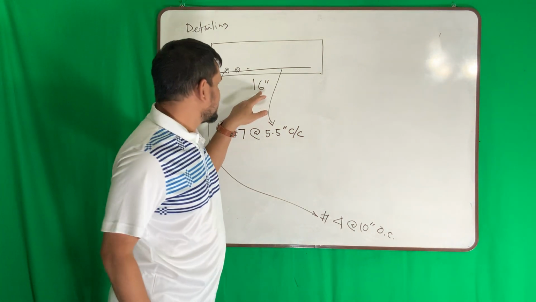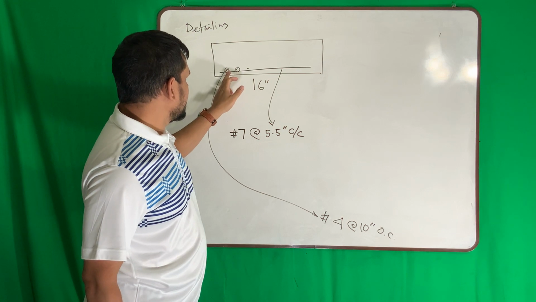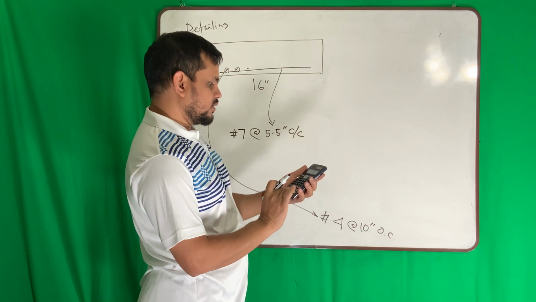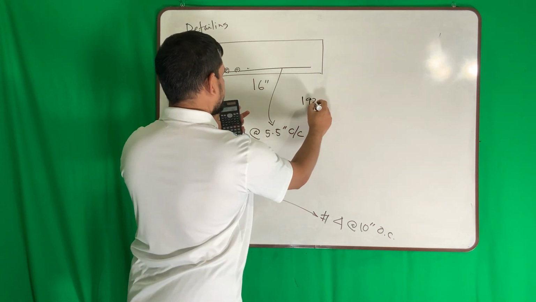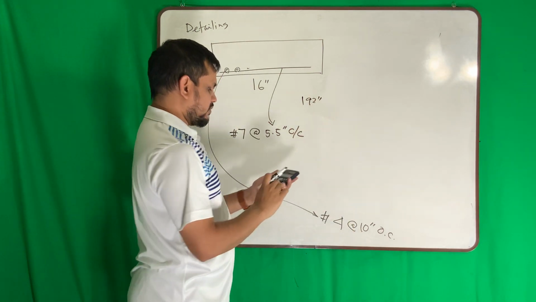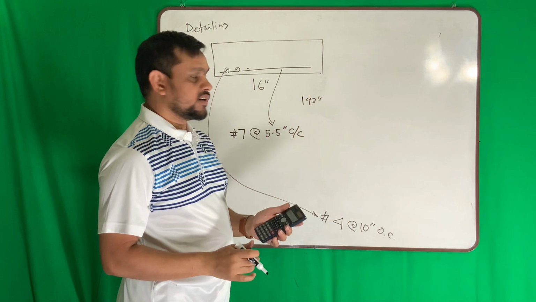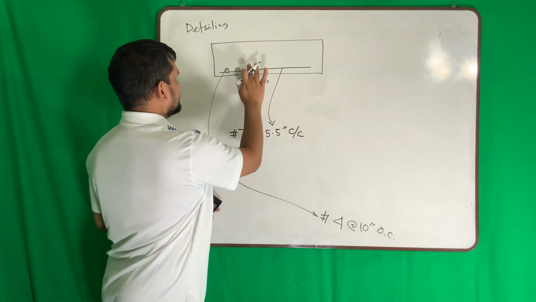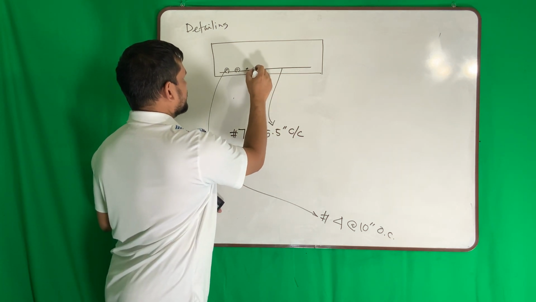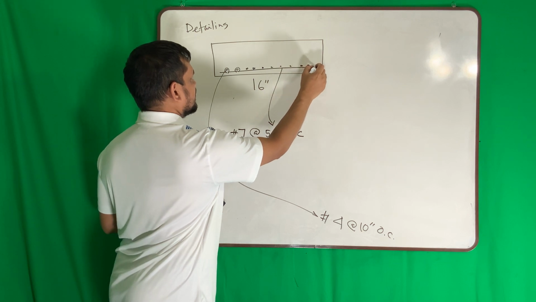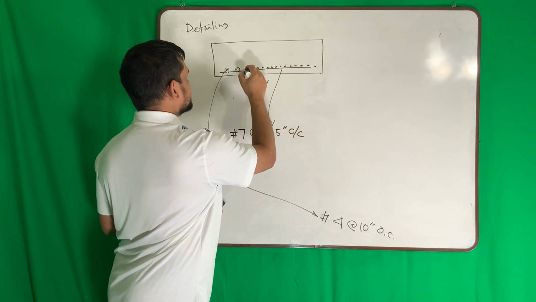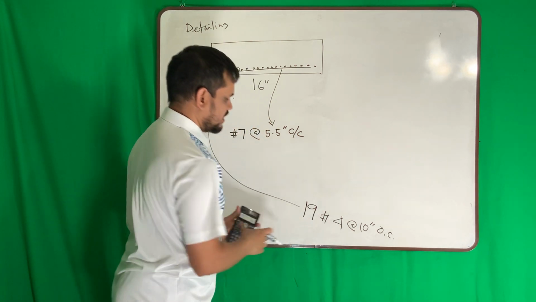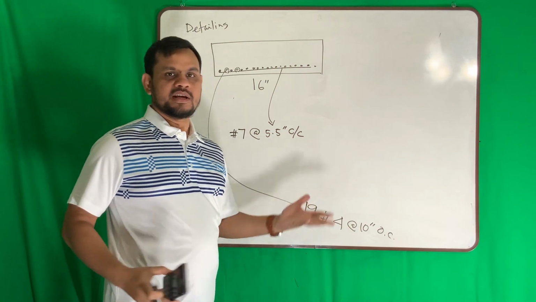As I know my dimension 16 feet, I exactly know how many bars I need. So 16 feet times 12. Total here is 192 inch. Every 10 inch I am providing 1. So divided by 10, 19. So I need 19 bar. 1, 2, 3, up to 19 bar. You can write here 19 number 4 bar at the rate of 10 inch.